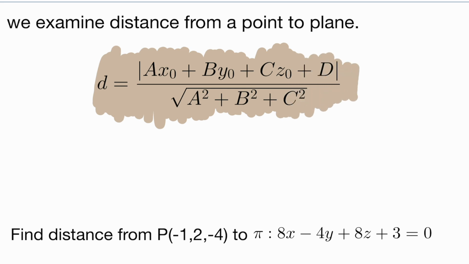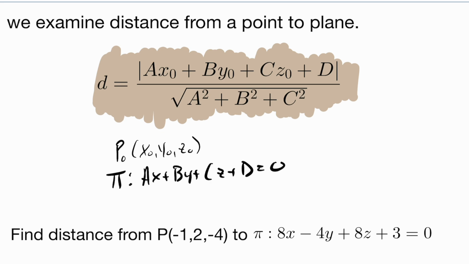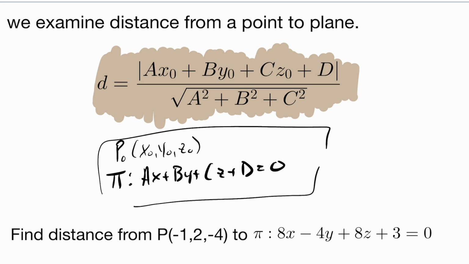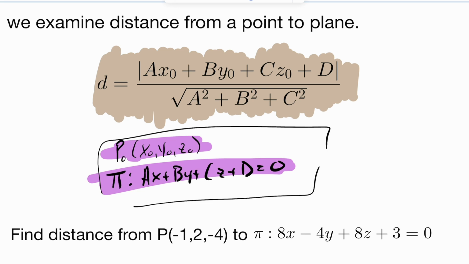So ax naught plus by naught plus c z naught plus d over the magnitude of a squared plus b squared plus c squared. So in this example here, your given point p naught would be the x naught, y naught, and z naught. And then the plane itself would be your ax plus by plus cz plus d equals 0. So this is where you're pulling the variables from. Same idea. You're calculating the distance from this given point to a specific plane that they're asking you to look at here. Let's take a look at an example.